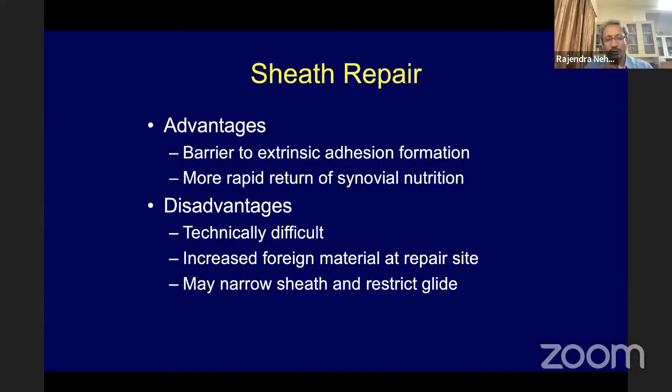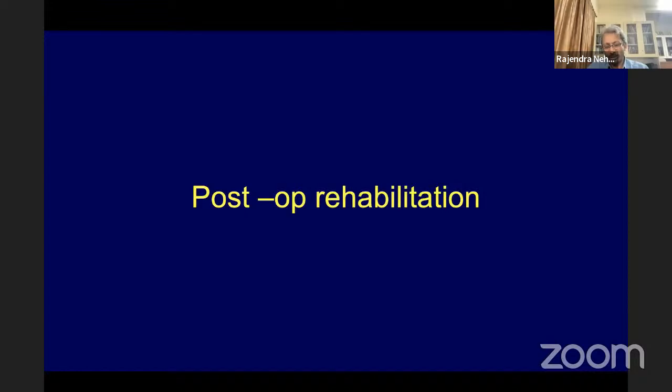So the sheath is very important. As I told you, I try to repair the sheath in the palm or in zone 4 also, and in the wrist, because it is a barrier to the extrinsic adhesion formation, and there is rapid return of synovial nutrition. Because of the sheath repair, the synovial nutrition remains around the tendon and they heal early. Technically, it is difficult, but I think for a hand surgeon, there should be nothing technically difficult to repair this.